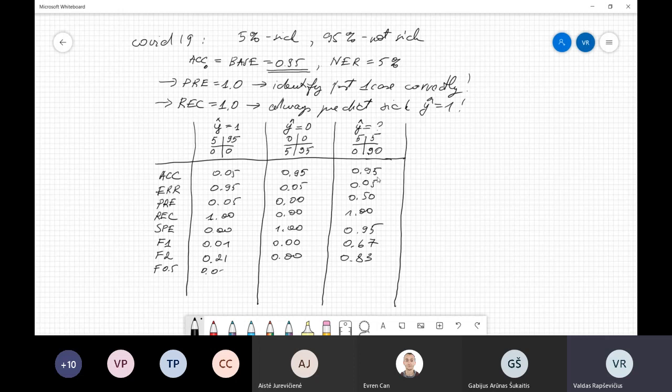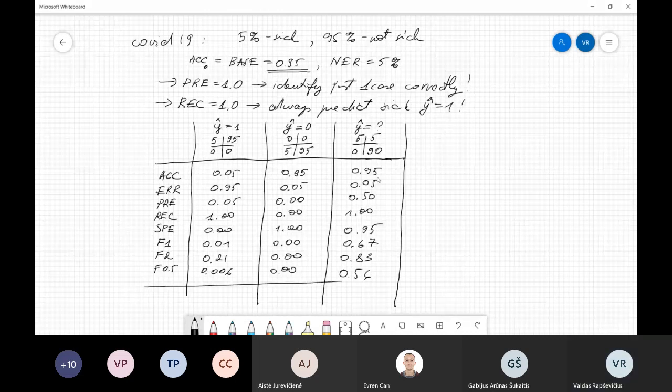So 0.006, right? So it goes in this direction. Now this one is zero, and this one is 0.56. Okay. Good. So as you can see, this is an illustration that accuracy might not be a good metric for this model. Not good.